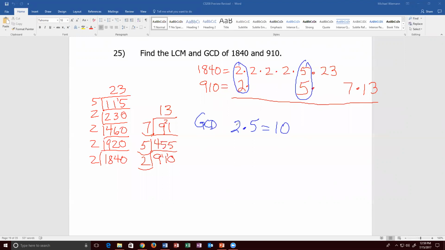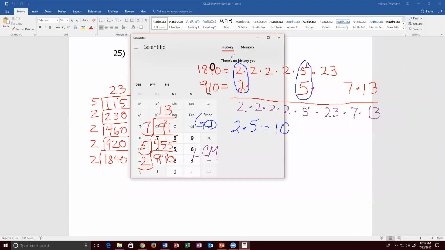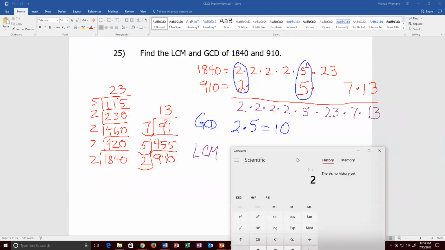Now, for the least common multiple, which is going to be in this purple color, I bring down everything as a distinct list of columns. So notice I'm writing out every single thing here. So I have the column for the twos, second column for the twos, third column for the twos, fourth column for the twos, the 5, the 23, the 7, and the 13. So I'm going to just pull out my calculator here. Okay, so I'm going to key in 2 times 2 times 2 times 2 times 5 times 23 times 7 times 13. I end up with 167,440 as the least common multiple, completing number 25.